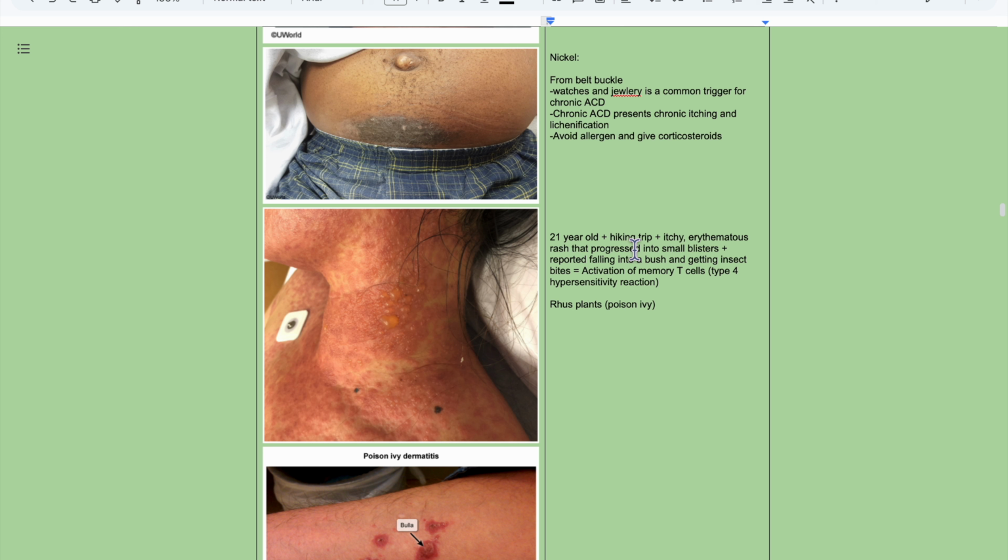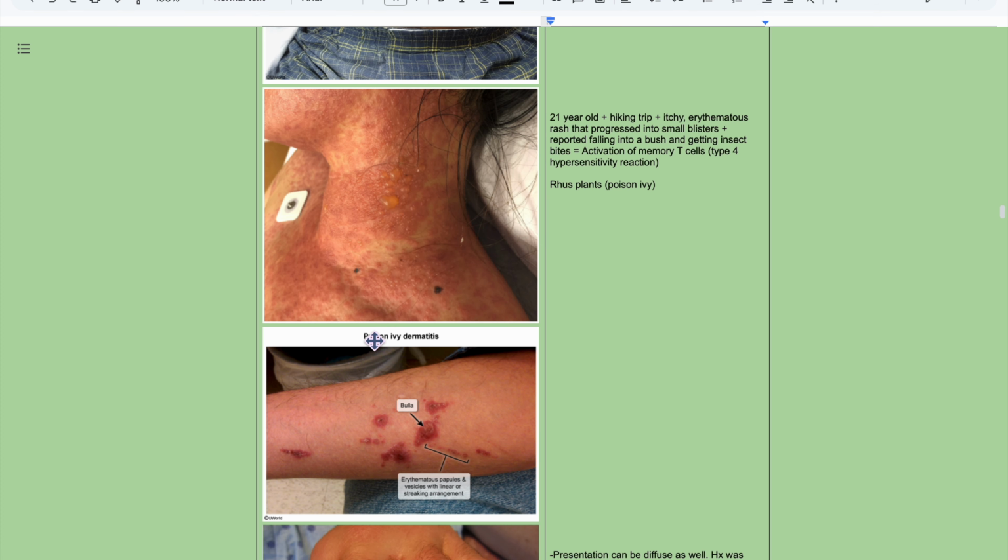21-year-old, hiking trip plus itchy erythematous rash that progressed into small blisters like that. Reported falling into a bush and getting insect bites. This was activation of memory T cell, type 4 hypersensitivity reaction. Poison ivy is also known as rhus plants. Here, this is also poison ivy dermatitis.